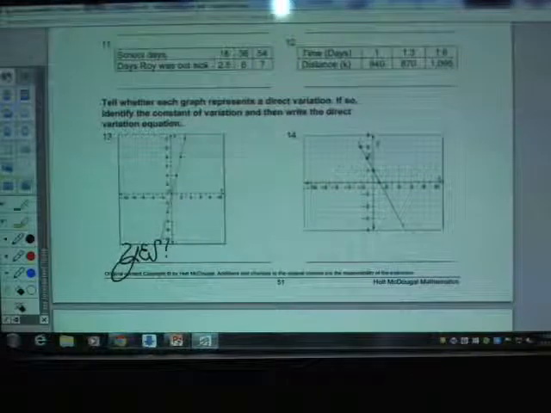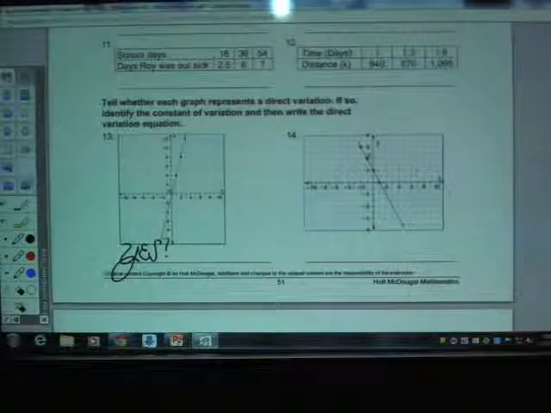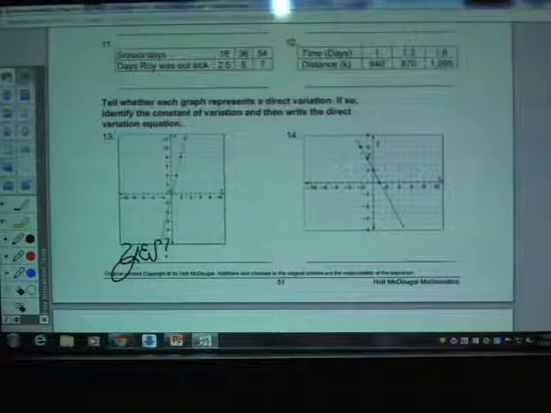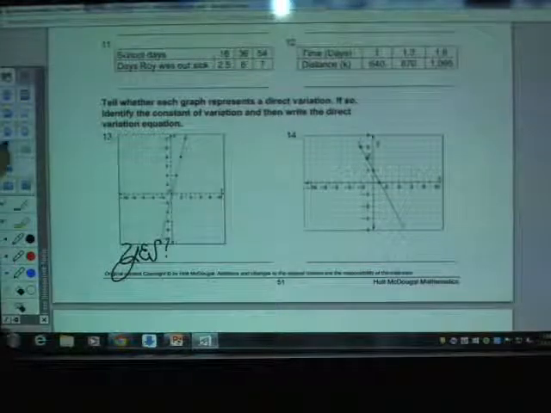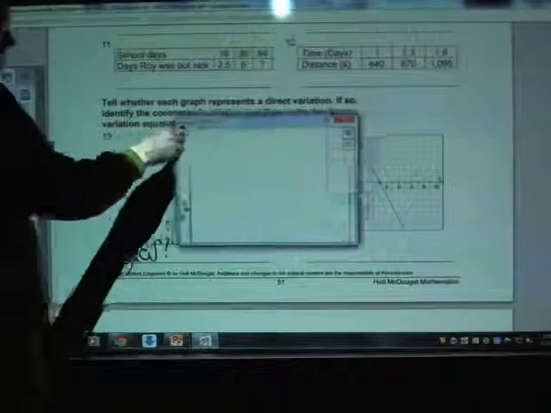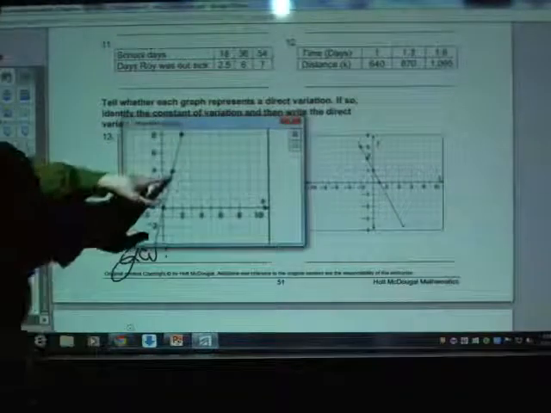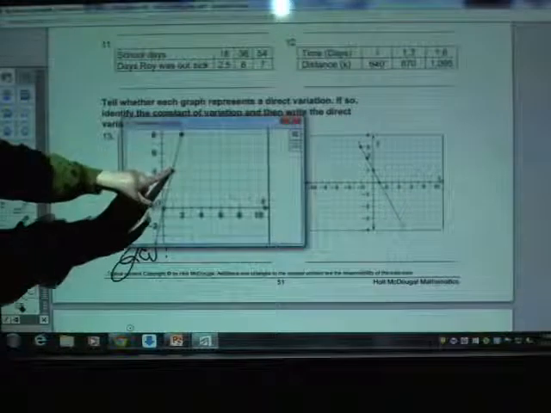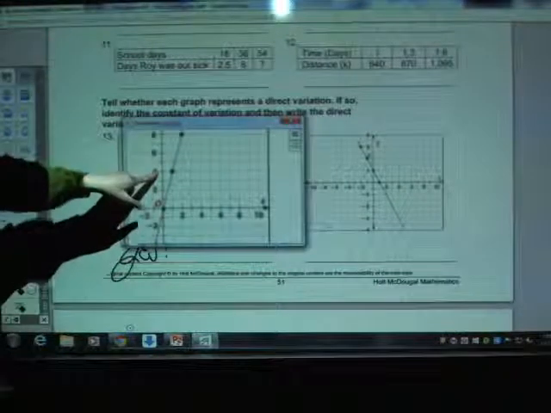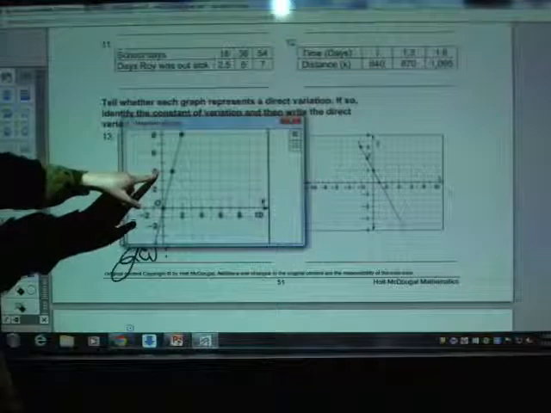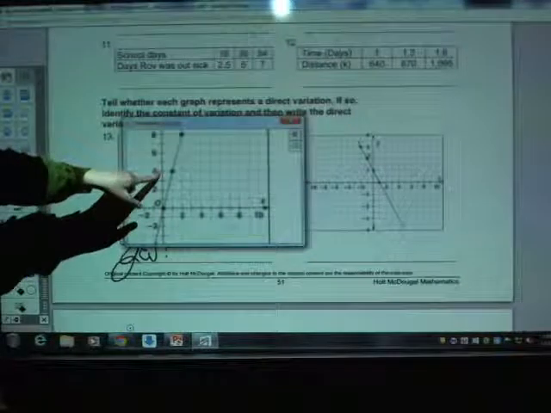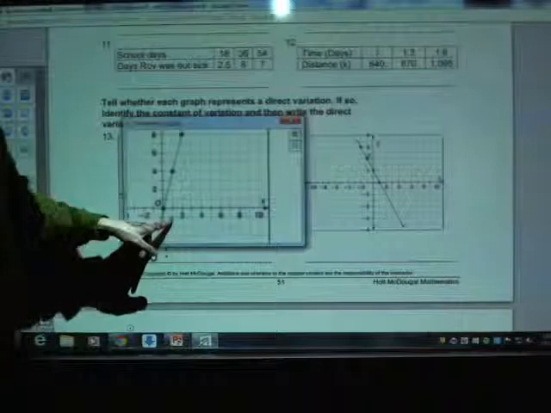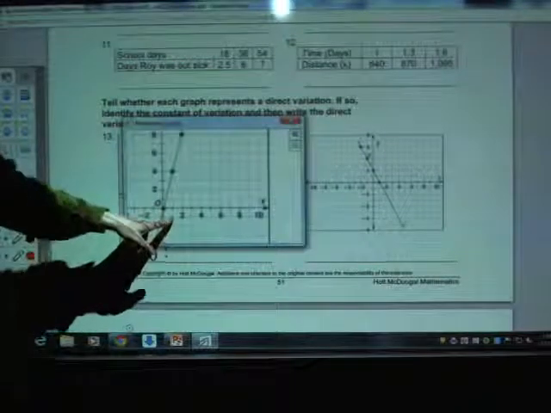Now, as far as finding the constant of variation, the constant of variation is your change in your y compared to your x. So pick a point. They're going to pick, in this particular problem, this point right here, which is (1, 4). 1 on the x, 4 on the y. To find the constant, I'm going to do it the other way though. y divided by x, like you just saw. So 4 divided by 1. 4 divided by 1 is 4. So the constant of variation is going to be 4.